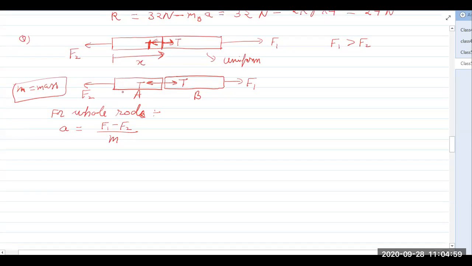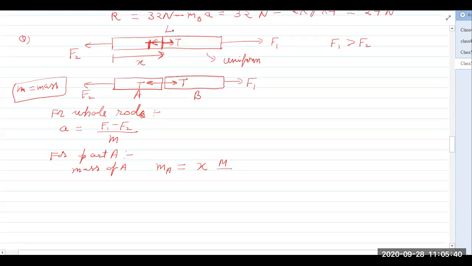So suppose we write for part A of the rod. For part A, we need to write the tensions, forces and acceleration, since the acceleration will remain the same for the whole rod. We need the mass of A also. So first we will write the mass of A, suppose MA. How much will it be? MA will be in proportion to its length. So it will be x, the length of the A part, into mass per unit length.